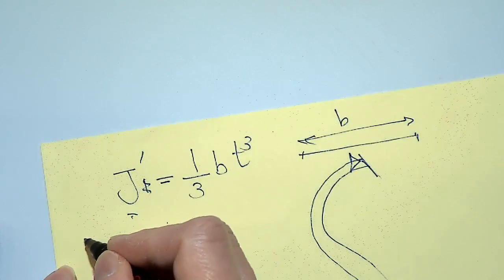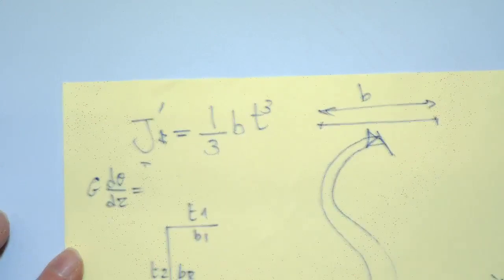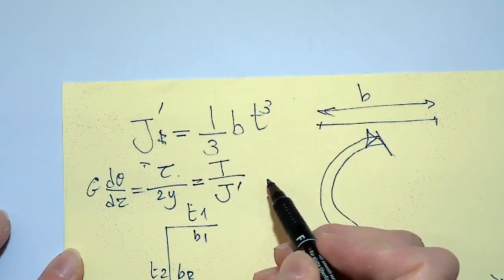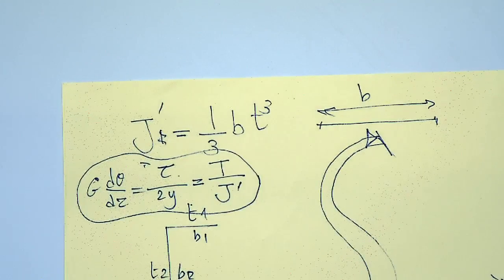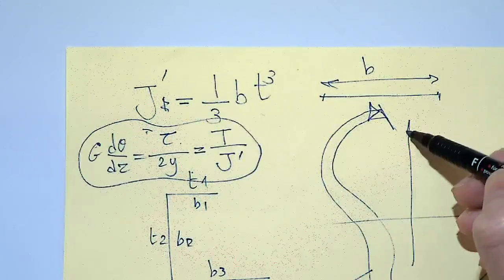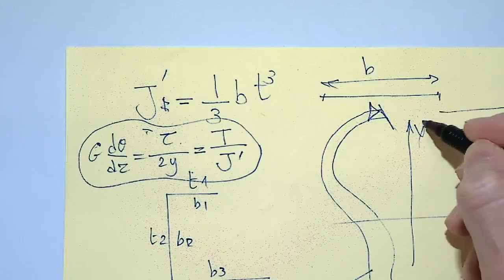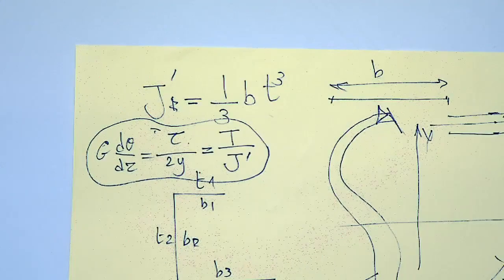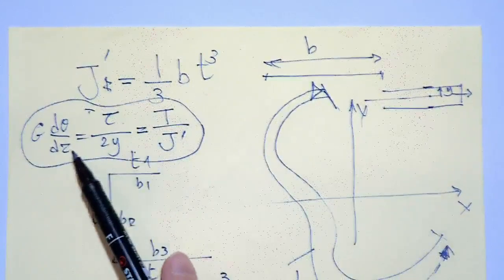You can use this equation for all of them. So the only difference is in calculation of J prime. And Y here is not this coordinate. Say we have an XY coordinate system here. This Y has nothing to do with this Y. This Y is the distance of any layer from the center. So this is not this Y. This Y coordinate has nothing to do with this.